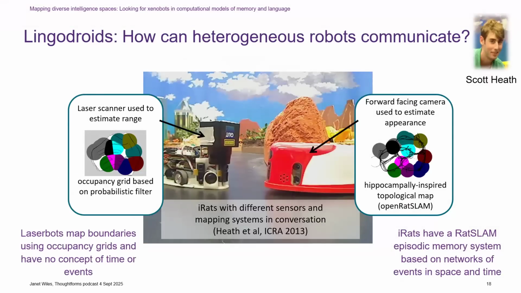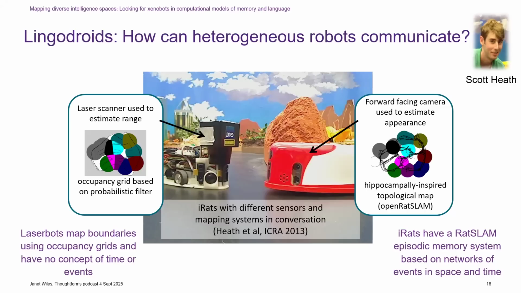and communication. So with Lingodroids, I've just got two studies I thought I'd mention here by Scott Heath. And Scott was interested in a whole range of what can robots learn in terms of languages. But he was interested in this one particular question. If humans are going to communicate with robots, can robots communicate with robots? Can they evolve a language when they're heterogeneous?